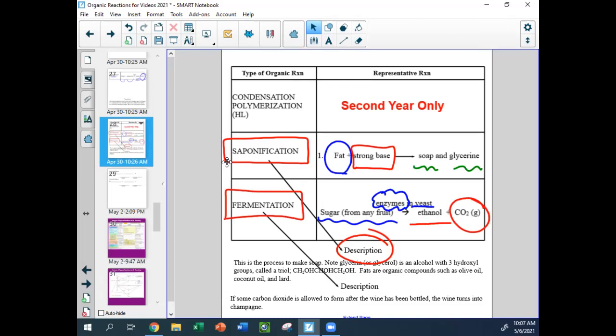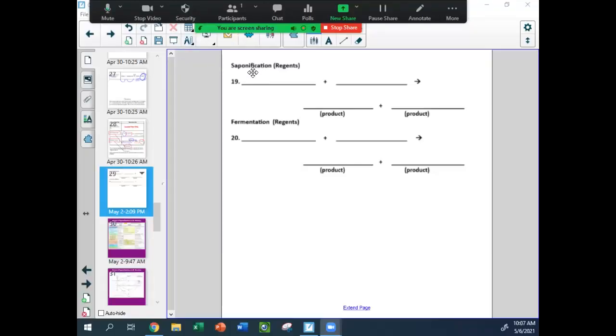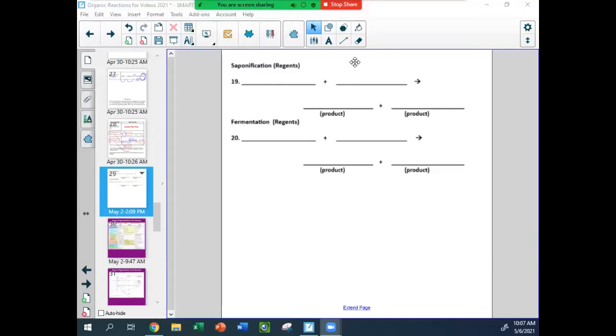The carbon dioxide you allow to bubble out of the reaction. But if you don't let it bubble out, you will be making champagne, and that bottle will pop when you open it up because the carbon dioxide has created a pressure on the inside. So both those reactions are simple and just something you need to know. I do have the emphasis here that you need to be able to write with words the two reactants and the two products of both fermentation and saponification. Some of these you would be able to write the structural formula for, but not all of them.